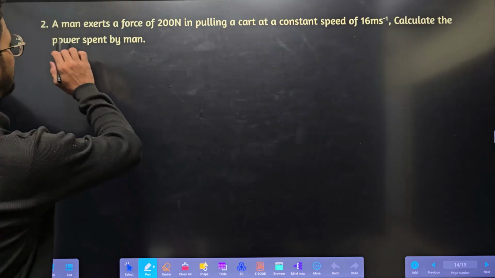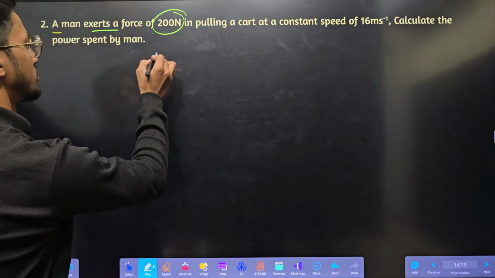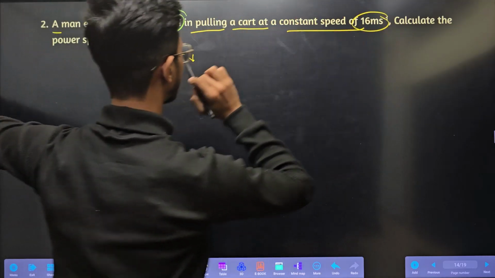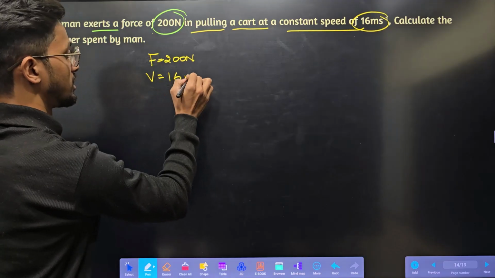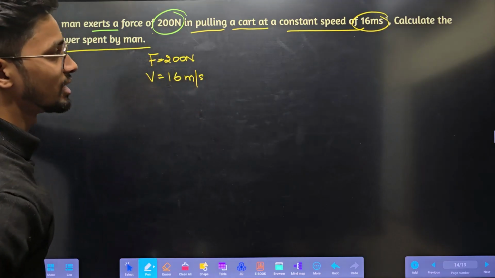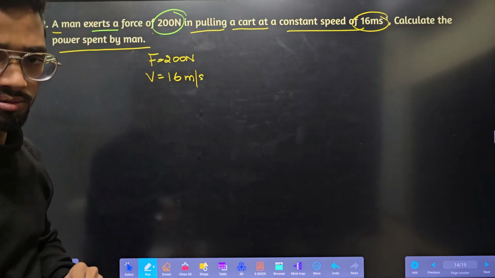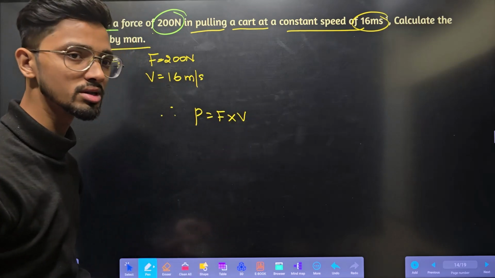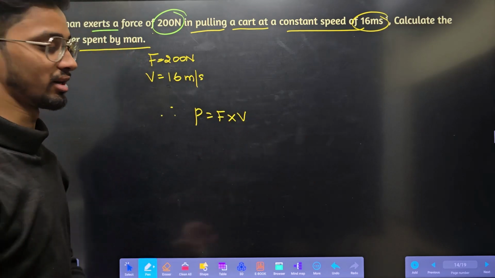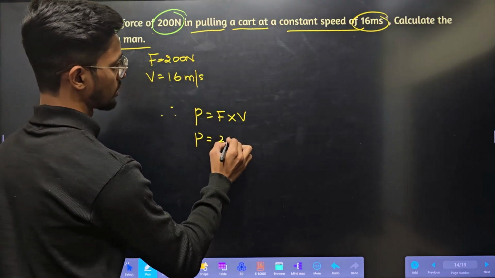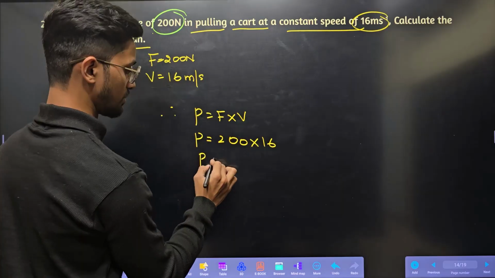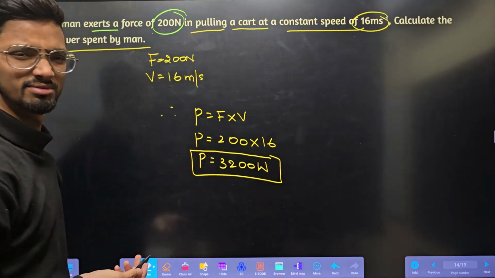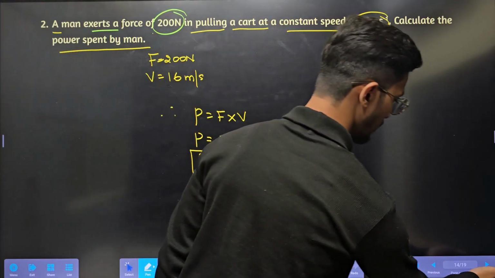We'll go to the next question. A man exerts a force of 200 Newton in pulling a cart at a constant speed of 16 meter per second. Calculate the power spent by the man. He is pulling the cart in the same direction, so power is F into v cos theta, and cos 0 is 1. So power is equal to force, 200, into 16. That will be 3200 watt. So easy, right? Next.